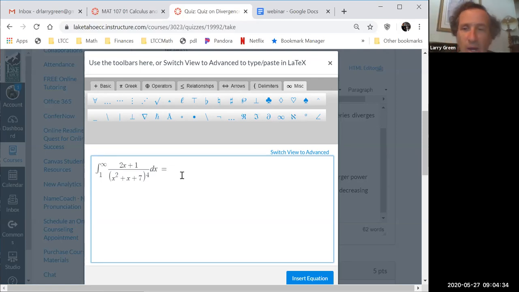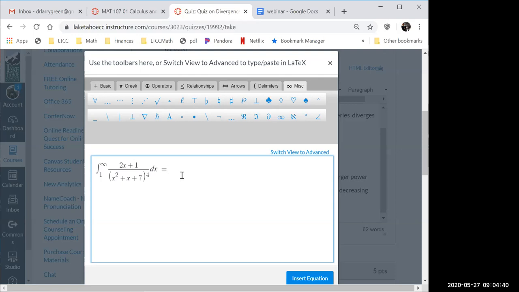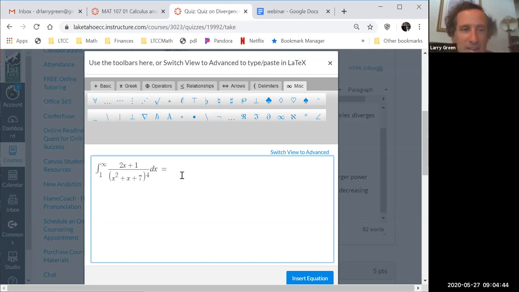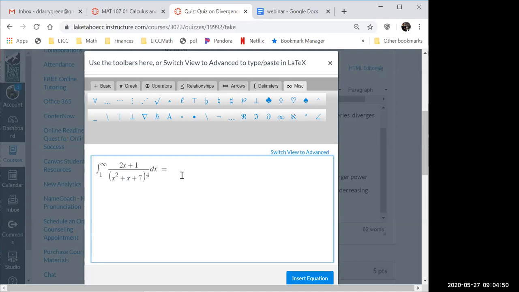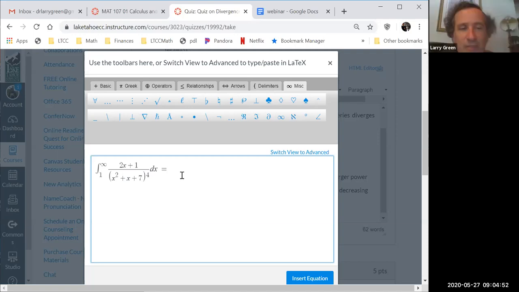Okay, I tried to make this nice. Why is this nice? Because its integral is fairly easy. Yeah, but in particular, why is it easy? What makes this easy? The power of 4 at the bottom? Not the 4. The 4 has nothing to do with it, actually.